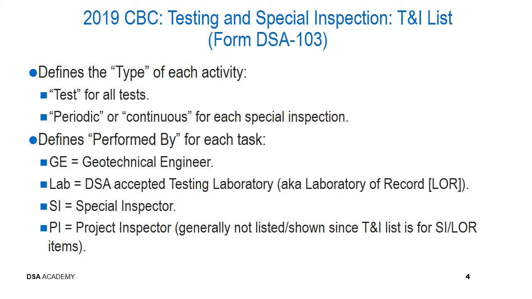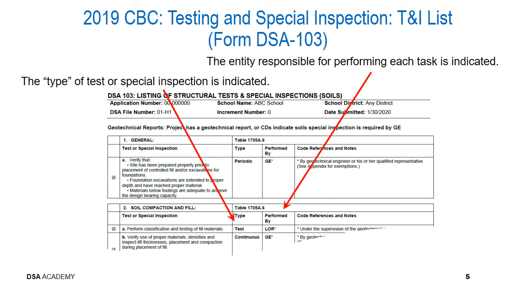Usually the project inspector is not going to be listed since most of the TNI items are going to be done by a special inspector or laboratory of record. But as mentioned previously, sometimes project inspectors do get pulled in to do some special inspections, particularly for wood and items of that nature. So here's an actual DSA 103 form that clarifies and illustrates some of the items I just mentioned on the previous slide.